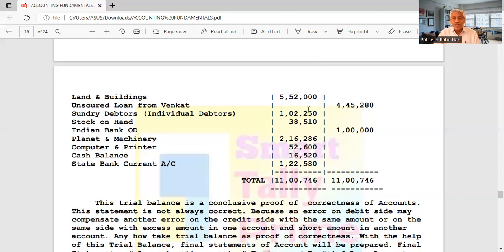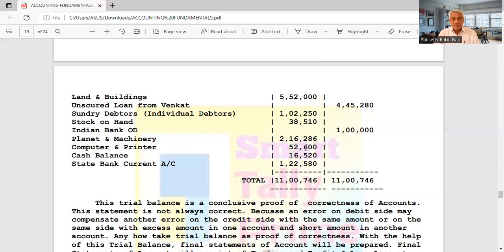So the Indian Bank OD account is on the credit side because the bank is a creditor. Creditor is on the credit side. Plant and machinery is an asset. Computer and printer are assets. The cash balance we have at the end of the year: the cash book will have some balance. That balance will be on the debit side only.